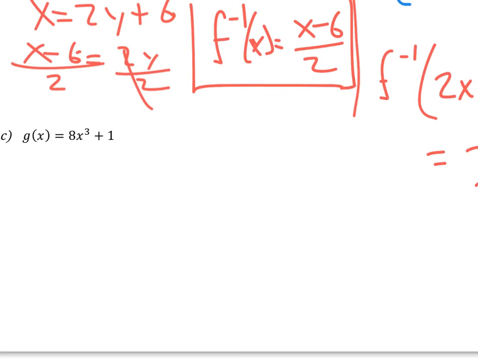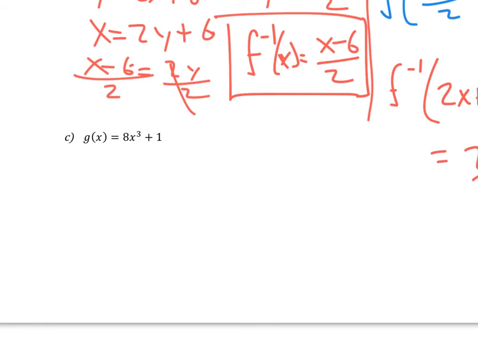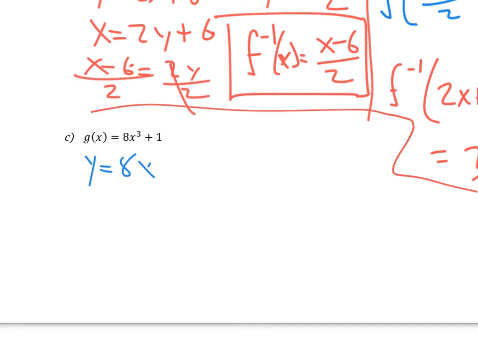One more here. What about an x cubed here? Now these guys all had inverses. We've got an x cubed in this case, g of x. So let's go ahead and swap it out. We have y equals 8x cubed plus 1. We can now swap the x and the y. X equals 8y cubed plus 1. And let's solve for y. Okay, so we subtract 1.